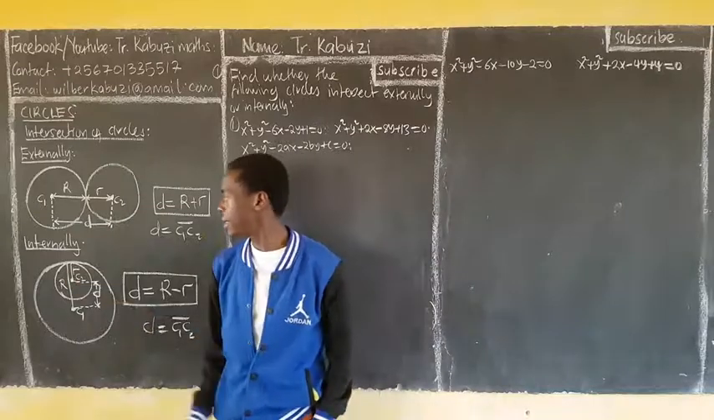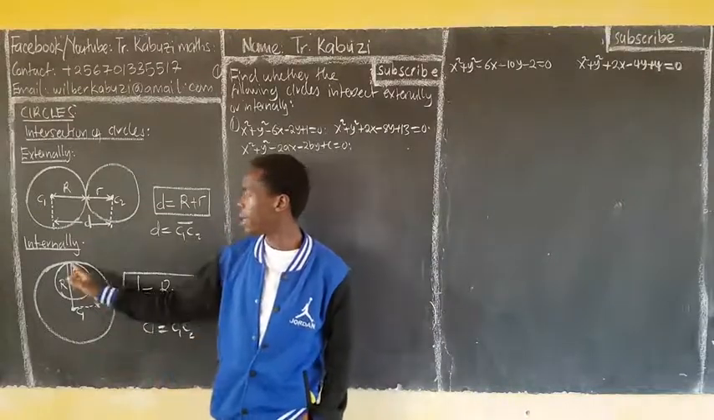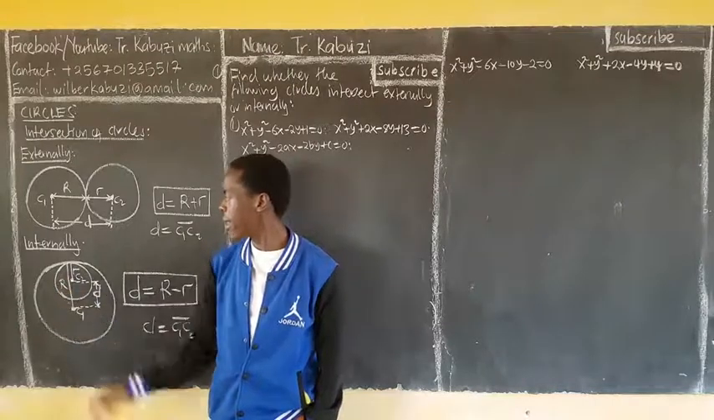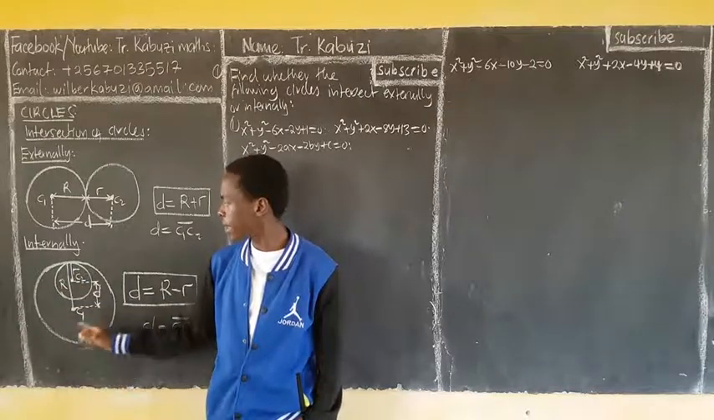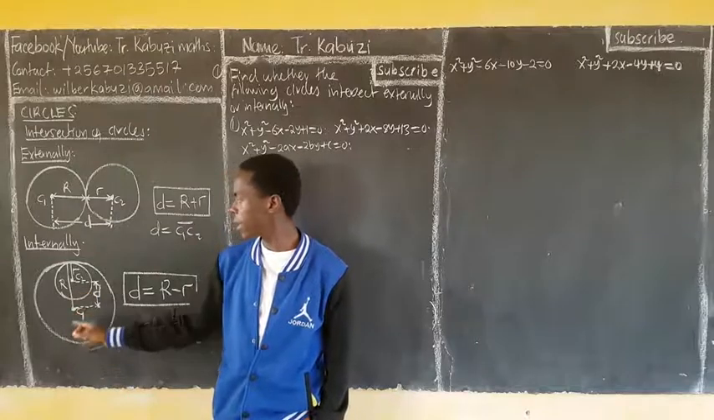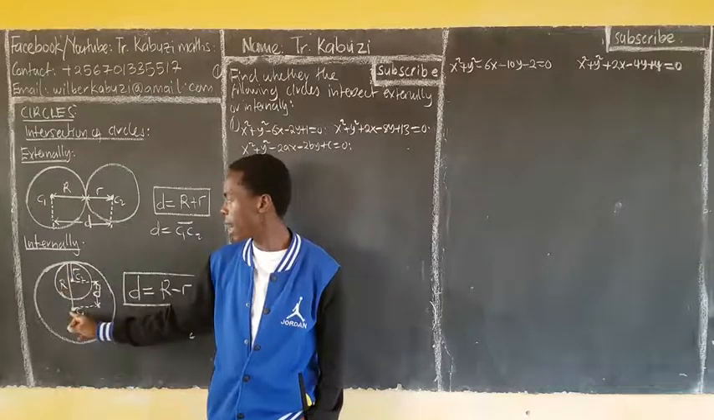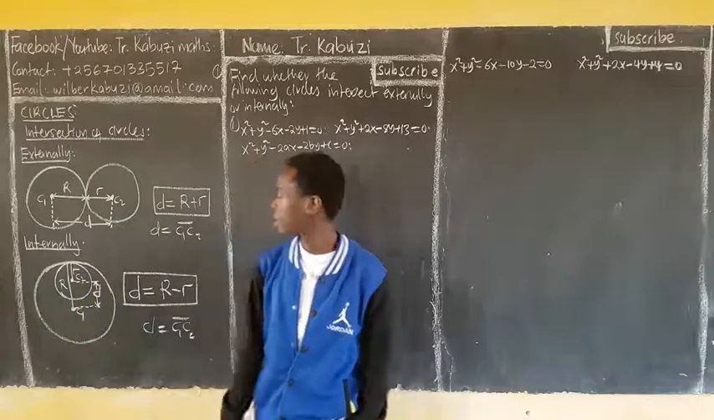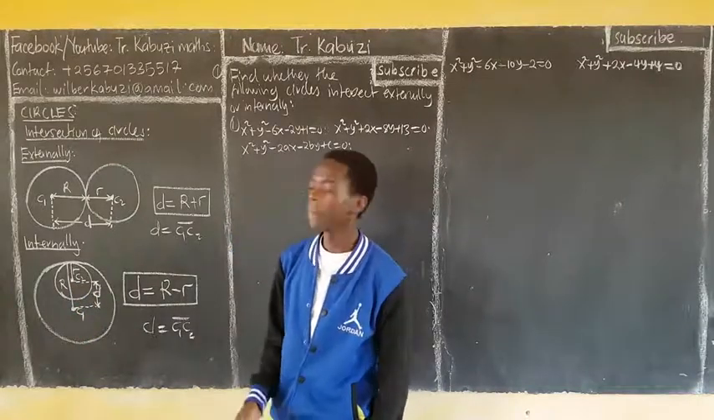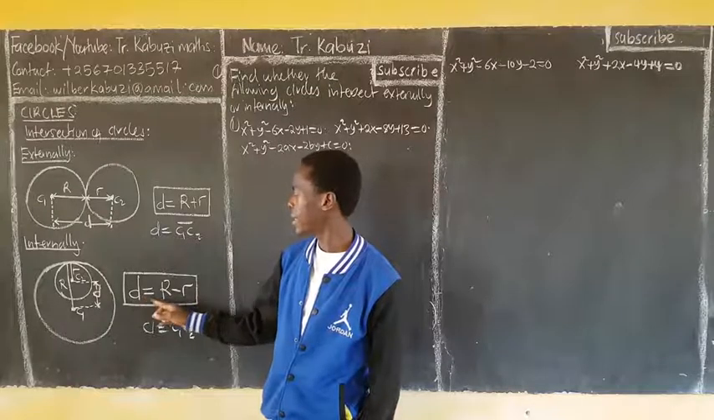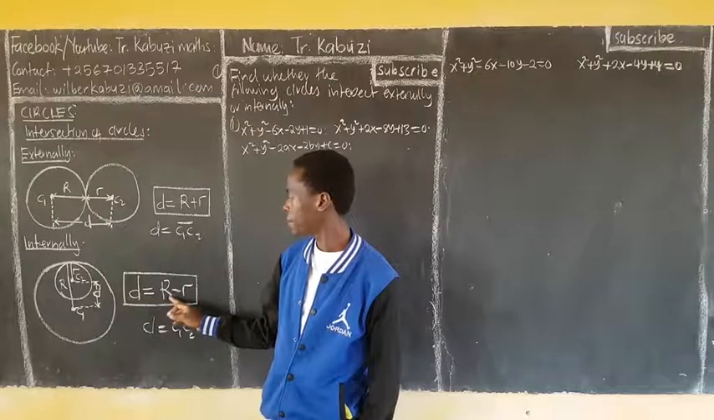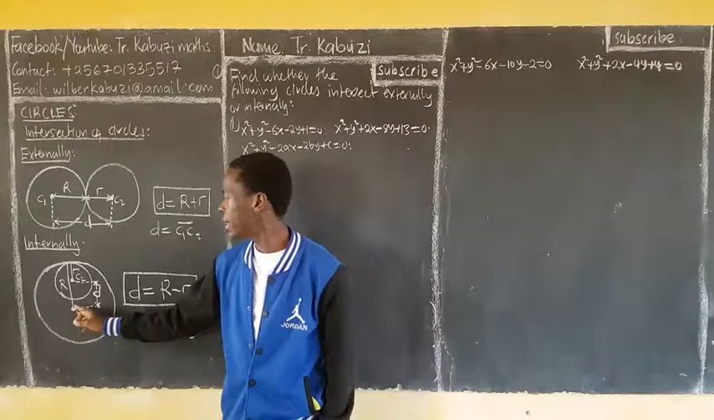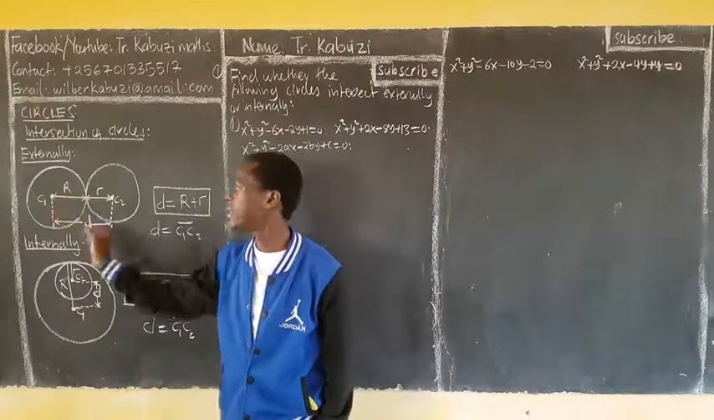Now, if they intersect internally, the intersection is here for the two circles. This one has the big R, this one has the small r. So for the distance between their centers, I get the big one from here up to here, then minus from here up to here, I will be getting the remaining distance. So if they intersect internally, then the distance between their centers is the difference of their radii, where d is the distance between the centers.